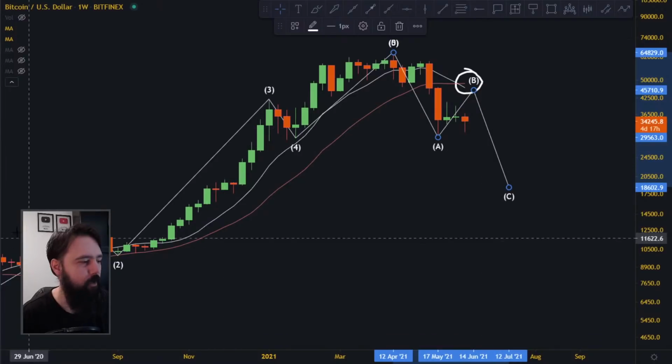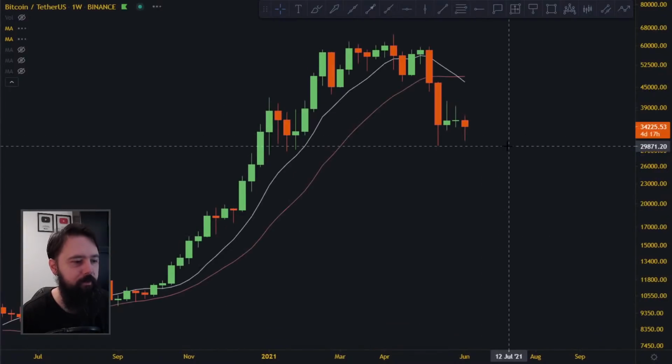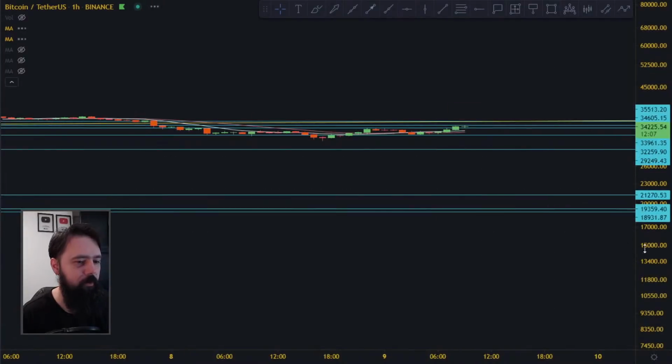1 hour rising wedge. Yeah, let's see the 1 hourly chart, if there's a rising wedge on the 1 hourly.